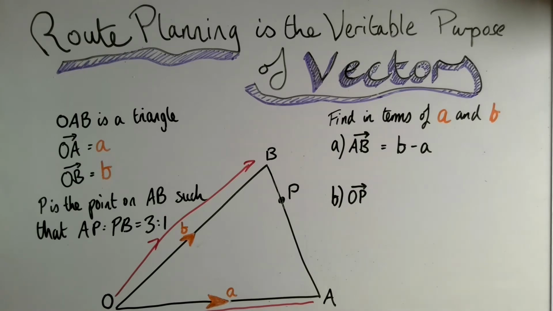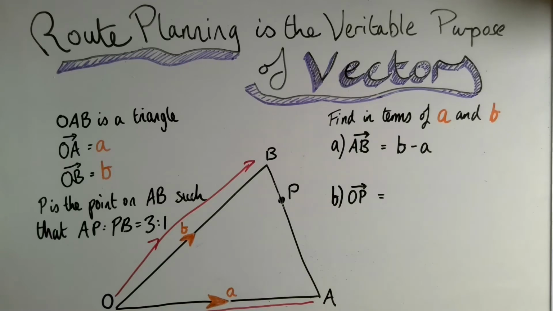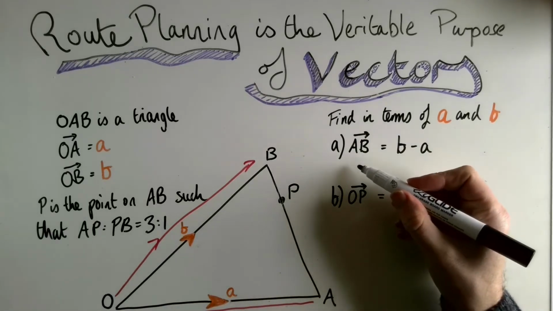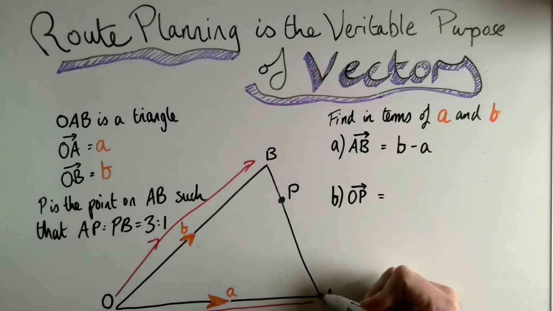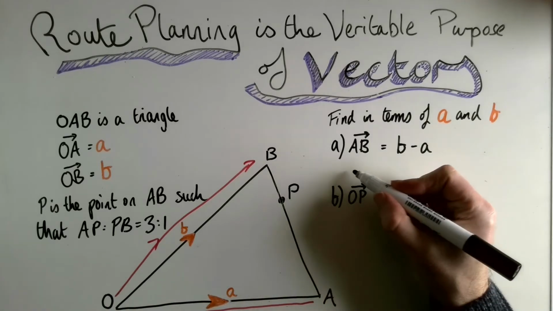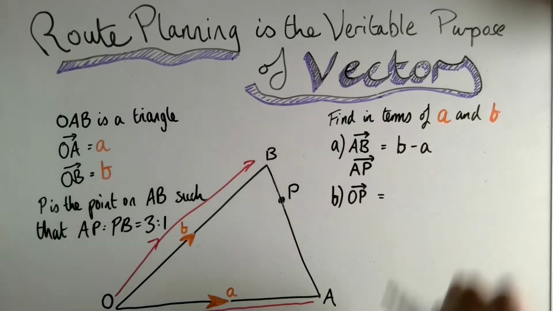Now, to get from O to P, that's tricky. But the reason they gave us AB in the first place is that if we know how to get from A to P, from A to B, we can also do this. We're going to use that. So AP is the next one we're going to do.